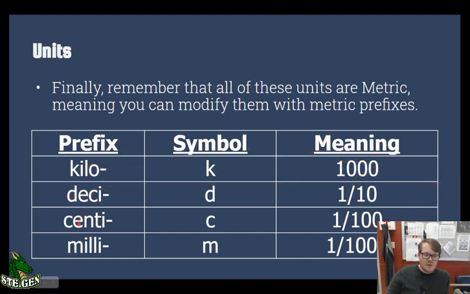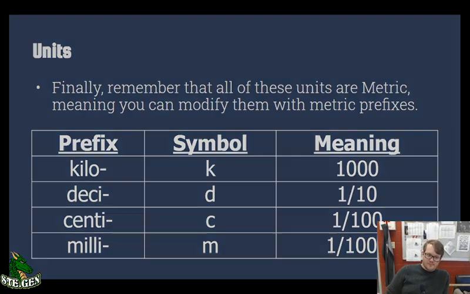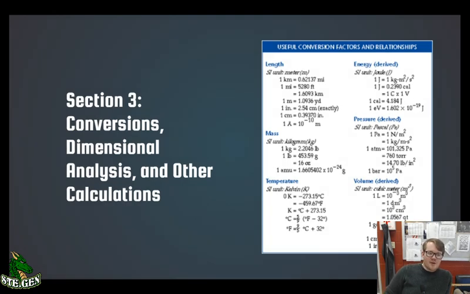Deci means 1/10, centi means 1/100th, milli means 1/1000th. So a millimeter is 1,000th of a meter. It takes 1,000 millimeters to equal 1 meter. We'll talk about these in more detail later, but these are metric conversions hopefully you feel pretty comfortable with. That takes us to how we actually do our conversion calculations, which will be the last section here.